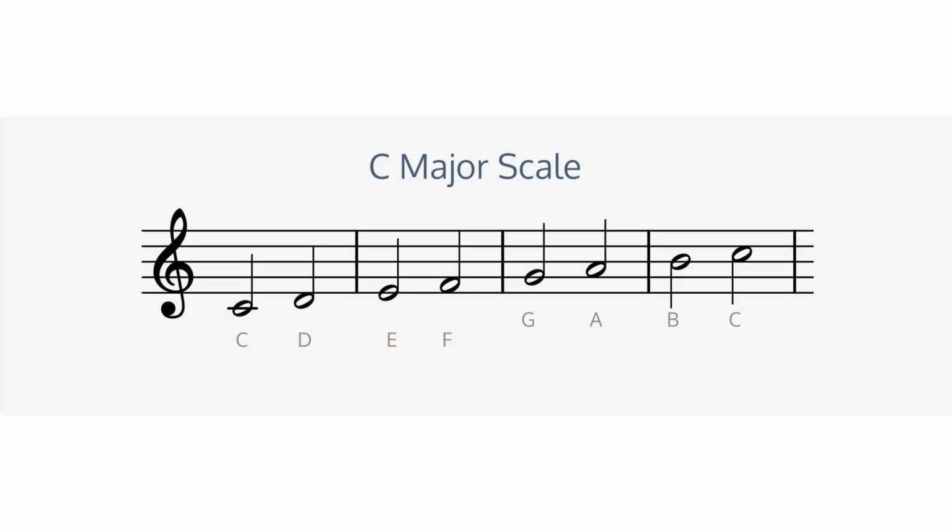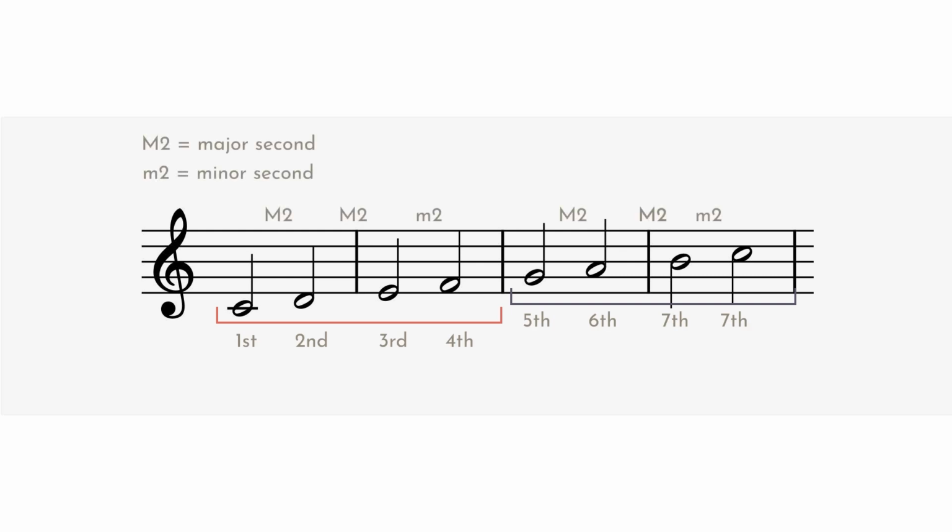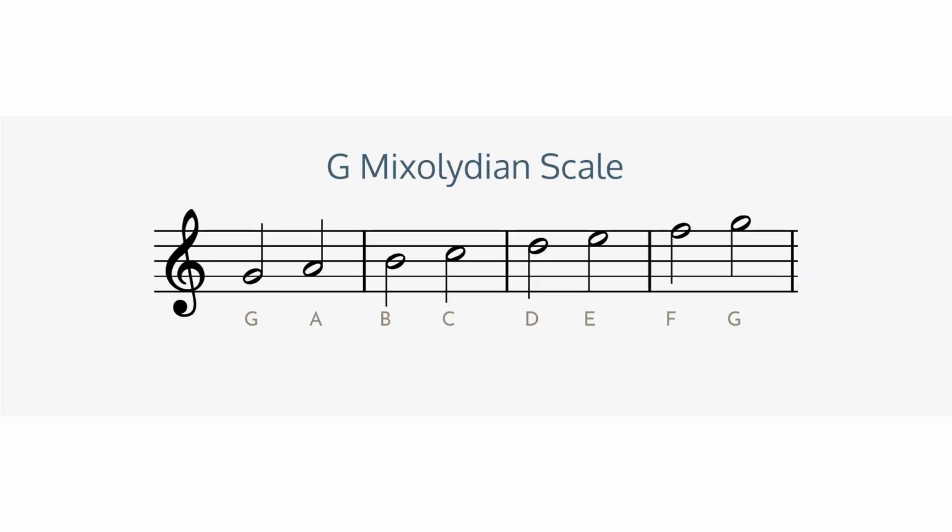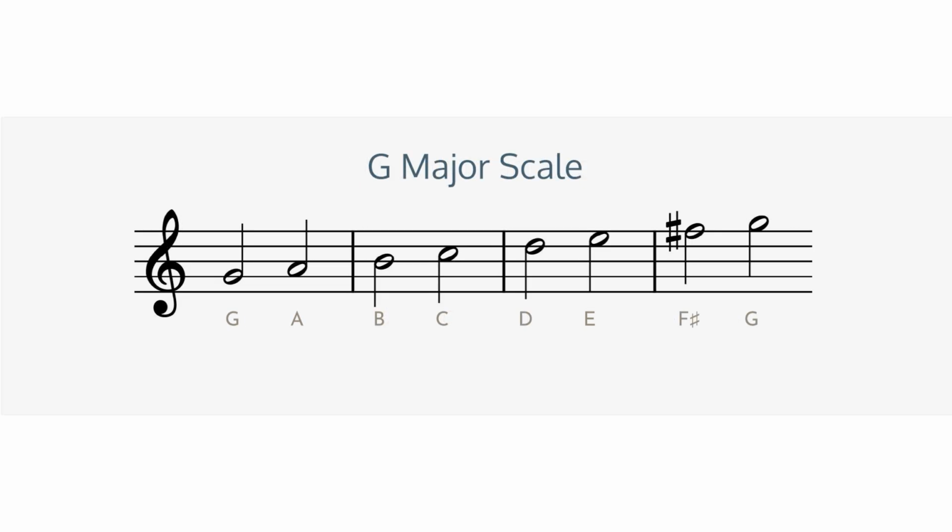Take a look at the C major scale. As you see, we have 8 notes. We can split this scale into two parts. The first part shares the same intervals as the second part. If we play the notes from G to G, the fifth degree of the C major scale, we get these notes. This is almost a major scale, but because of the major second between F and G, it's actually a Mixolydian scale. To get a major scale, we need to raise F to F sharp.